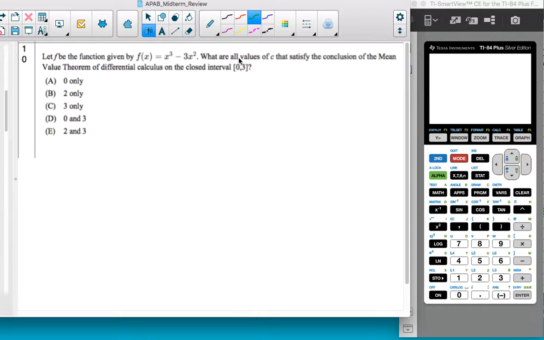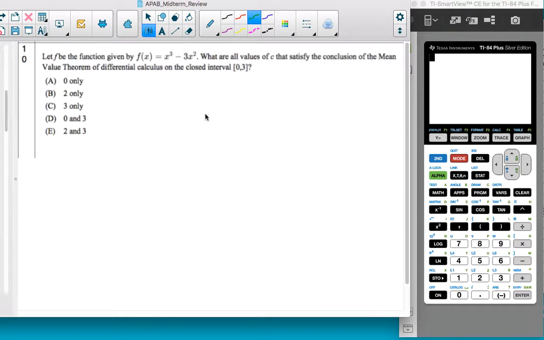So although it is a closed interval from 0 to 3, the Mean Value Theorem requires that the c that you find at the end of the theorem is in the open interval between the 2 points, 0 and 3 in this case, meaning 0 and 3 can't be included.